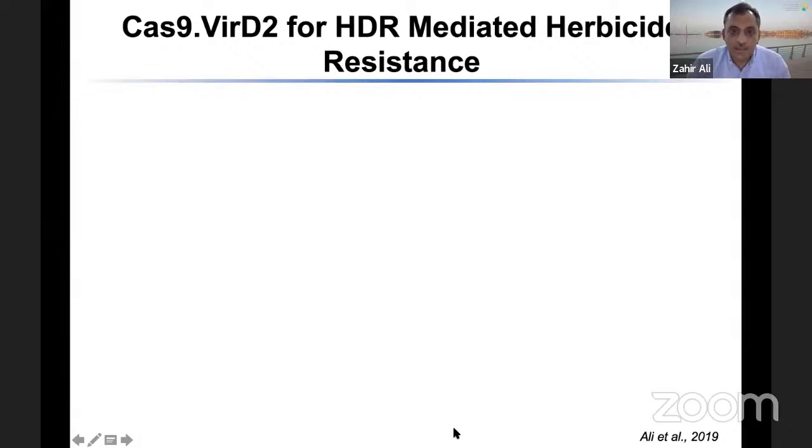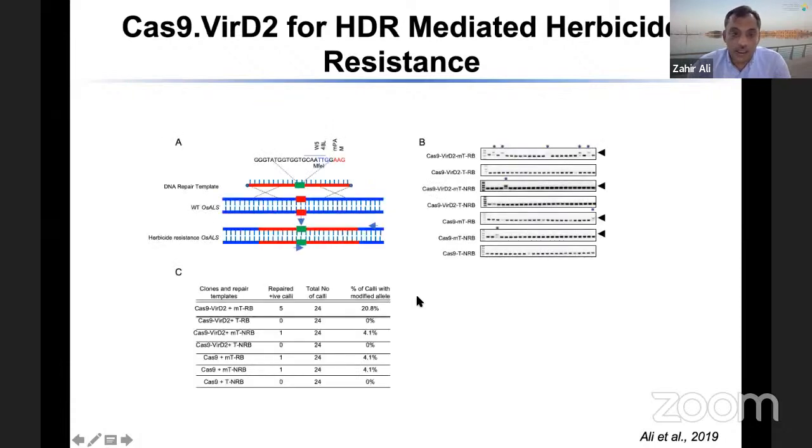So in the next step, we look at whether this system is working or not in the plants. And here you can see that we put a specific mutation, which is giving resistance to the herbicide. And here we can see that when this mutation is inserted into the genome of the plant, we can see the mutation is there. And then we can see here that we can enhance the HDR up to 20%, which is a good amount for the plant system.